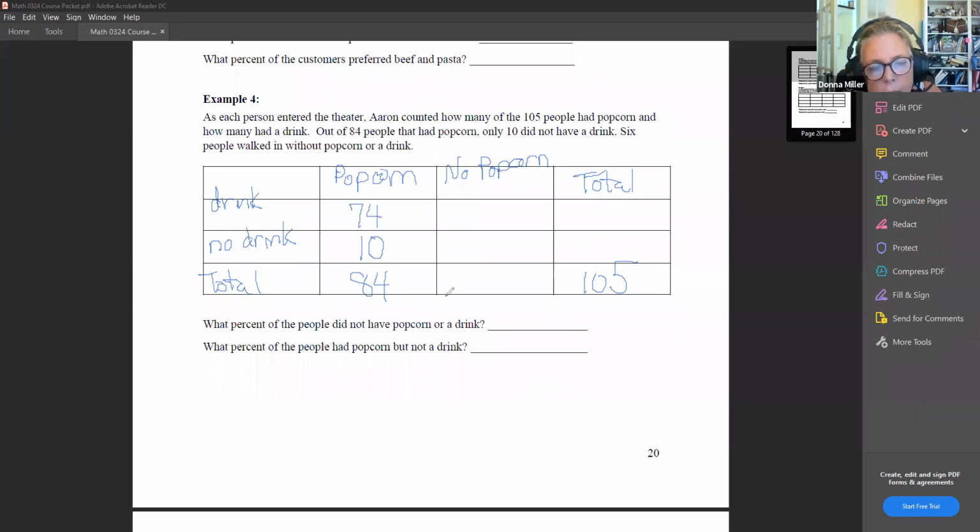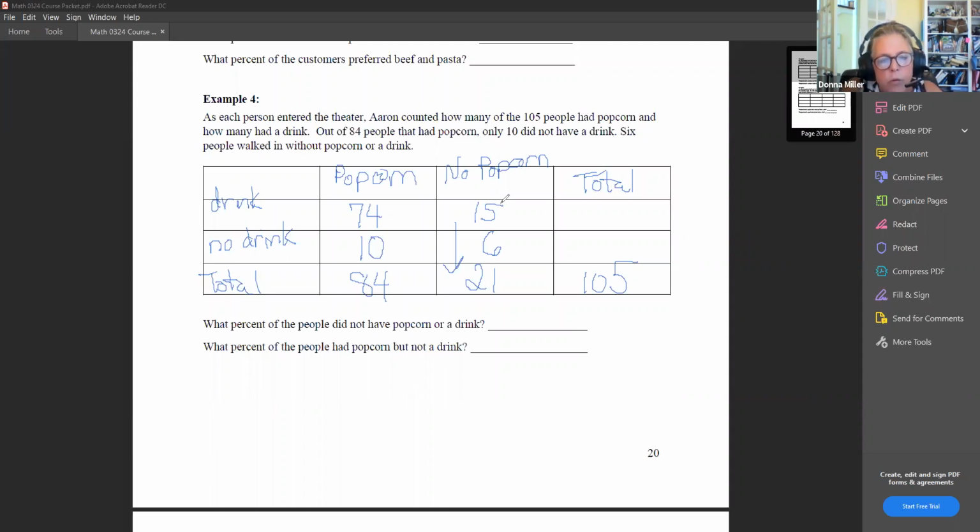So that means this has to be 74, right? And I can fill this column in. I have to add up to 105, so I'm going to do that on my calculator. 105 minus 84, yeah, 21. Okay, 6 people walked in without popcorn or a drink. So 6 people, no popcorn, no drink. And I can now tell what this one is because this has to add to 21. So this has to be 15, right?